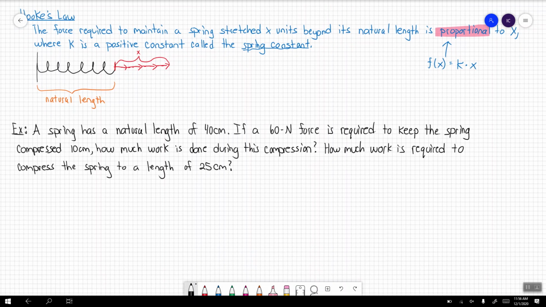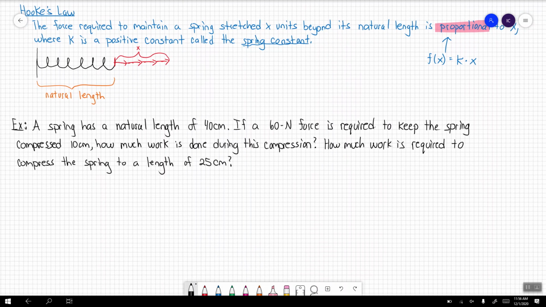And in order to understand what's happening here and how we're going to be working with it, what we're going to do first is we're going to identify what the natural length of the spring is. So I always like getting visuals. All right, say that this is the natural length here for the spring. All right, so this is the natural length, which is 40 centimeters.